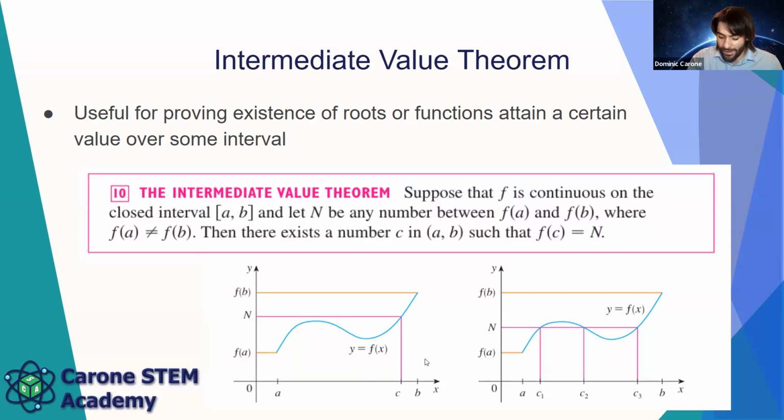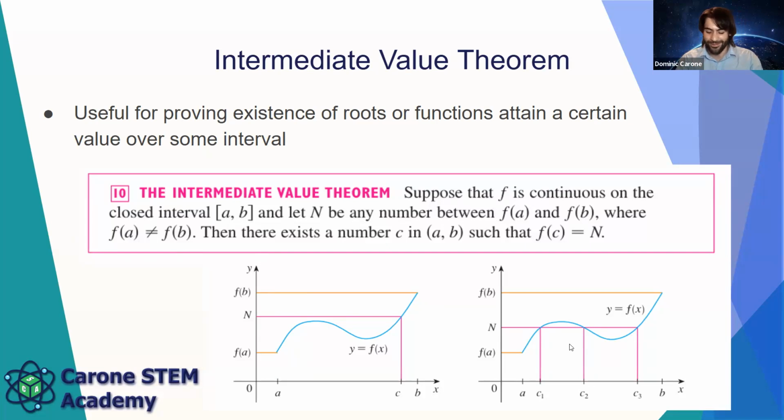When they say on the interval from a to b, they're talking about x. X goes from a to b. Let n be any number between f of a and f of b. That's on the y, where f of a does not equal f of b. They're on two different levels. Then there exists some number, c, within this range from a to b, such that f of c equals n.